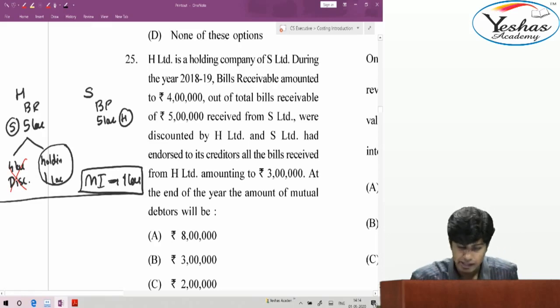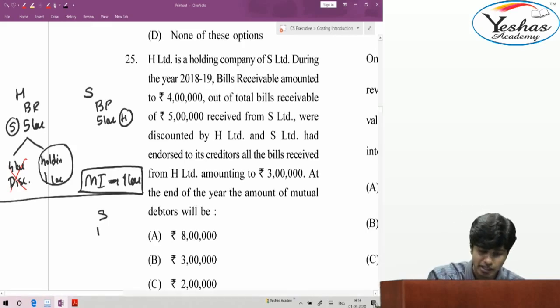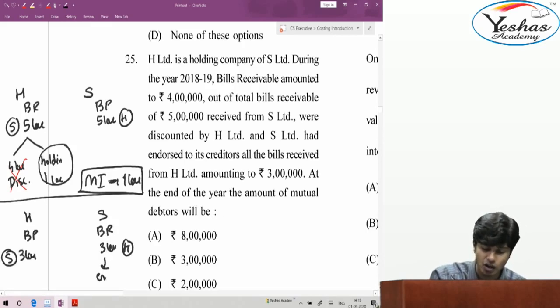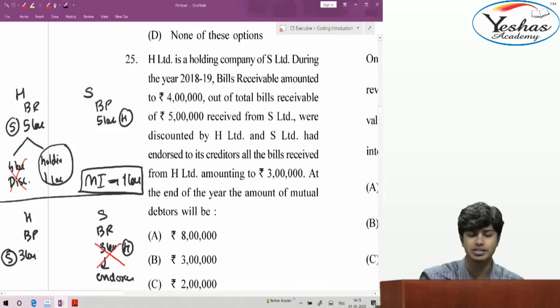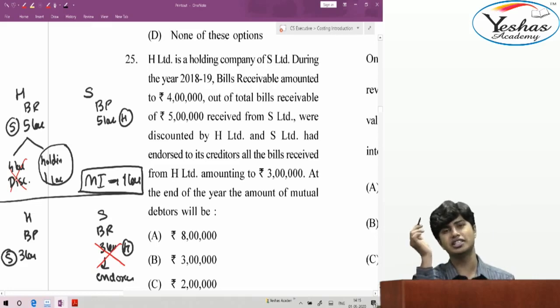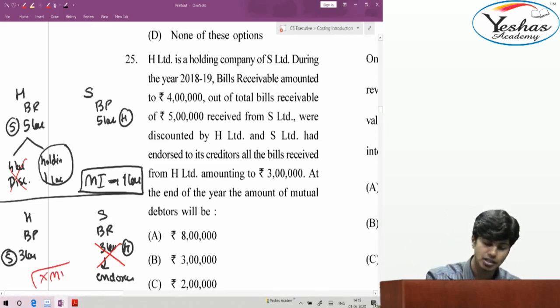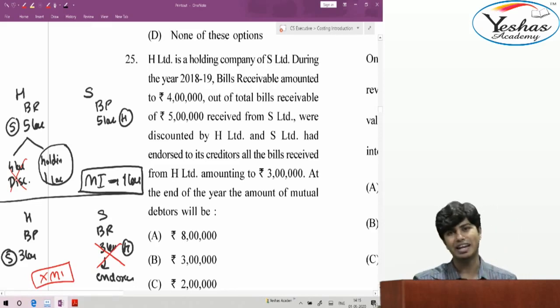Okay, next. S Limited had endorsed to its creditors all the bills receivable from H Limited, 3 lakh. So S Limited had bills receivable of 3 lakh from H Limited. So H Limited had bills payable of 3 lakh. But what has S done? It has endorsed the entire 3 lakh to its creditor. It cannot endorse its bills payable. It has endorsed its bills receivable from H Limited. So this entire 3 lakh is not mutual indebtedness. Nothing held by S is common with H. So there is no mutual indebtedness with respect to this part. With respect to the other part, there is 1 lakh mutual indebtedness.